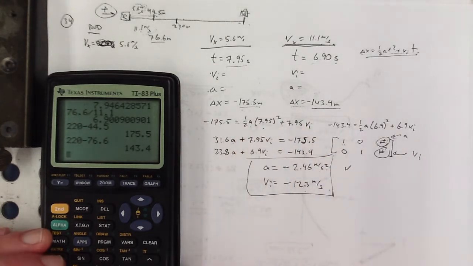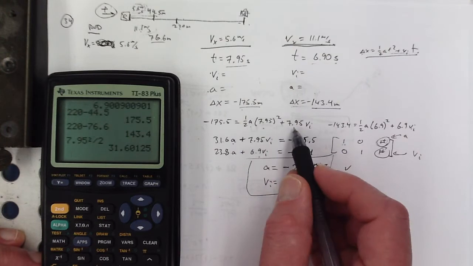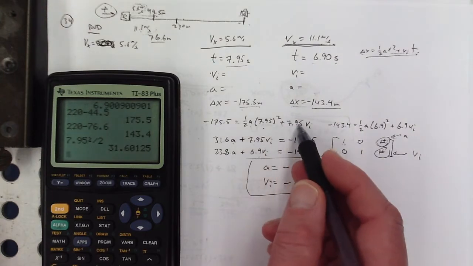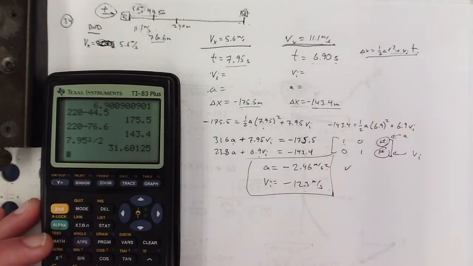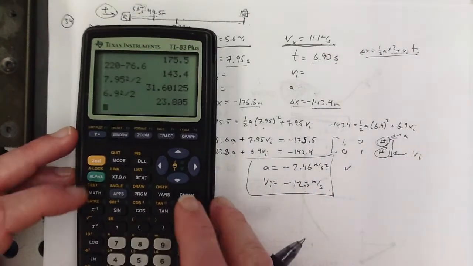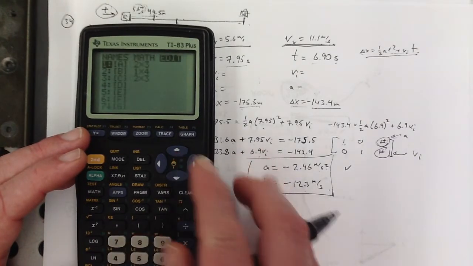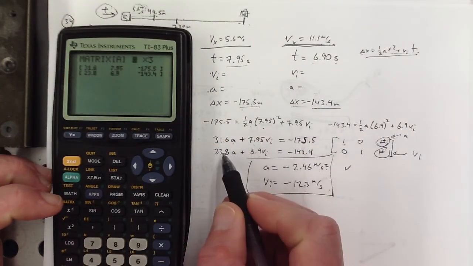Okay. Let's see. Let me double check these. So 7.95 squared divided by 2 is 31.6. That's good. And that's just the same number there. Right? Yep, that's right. And then here, 6.9 squared divided by 2, 23.8. That's right. And then my matrix, I'm going to go into edit so I can see what I typed in there. 31.6, 0.95, 3.8.